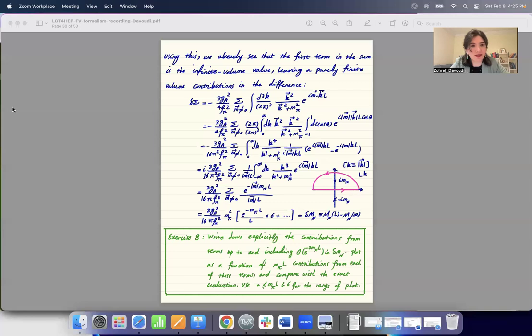Okay, so that's how the calculation goes. Once you do this trick, the m equal to 0 term already cancels the infinite volume term in that difference. What is left is the following. You have your f_k function, which was k squared over k squared plus m_pi squared, and a bunch of prefactors that I'm carrying over. And you have this exponential term, which is proportional to both m and k vectors in the exponent.